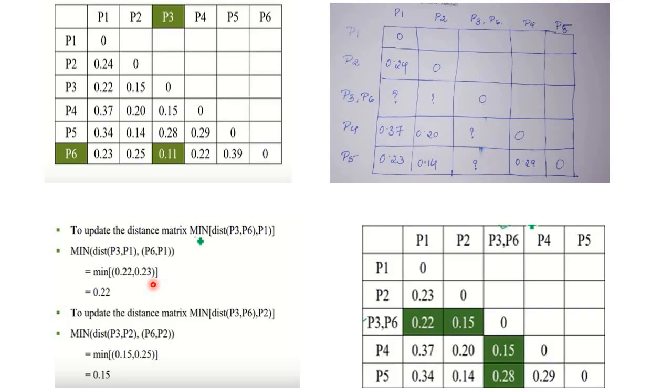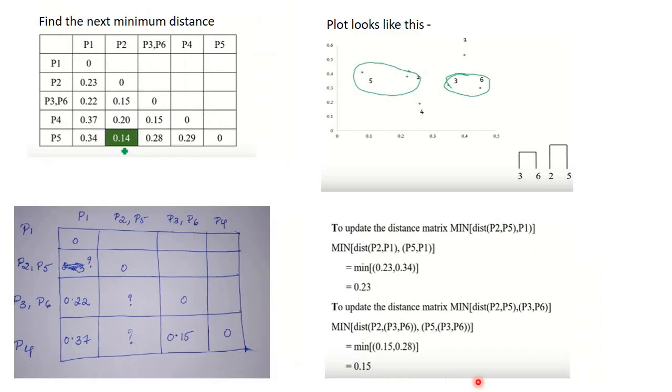Once I do this, one iteration is done. Now from this distance matrix, once again I should find out which is the smallest value. The next smallest value is 0.14. So yes, here I have the smallest value, that is 0.14, between P2 and P5. So P2 and P5 are clustered here. The dendrogram here says P2 to P5, which merges at a value of 0.14.